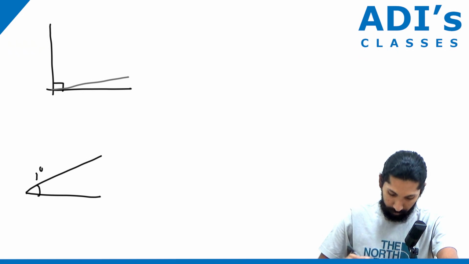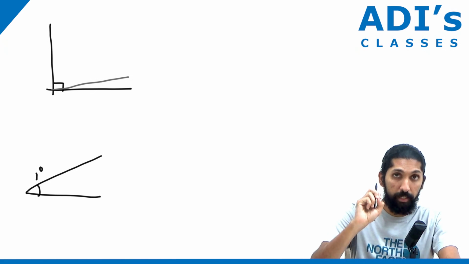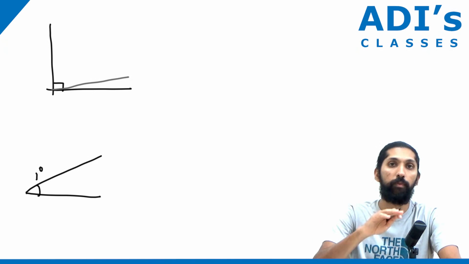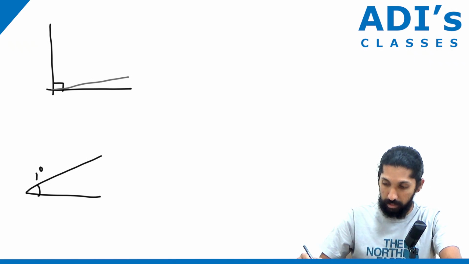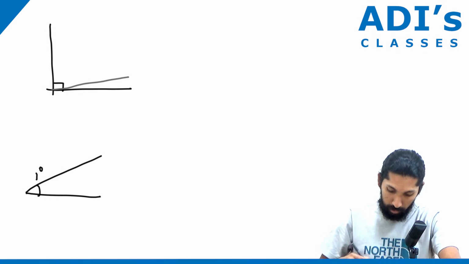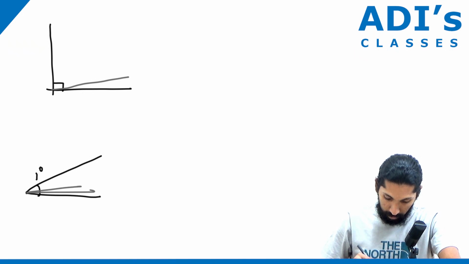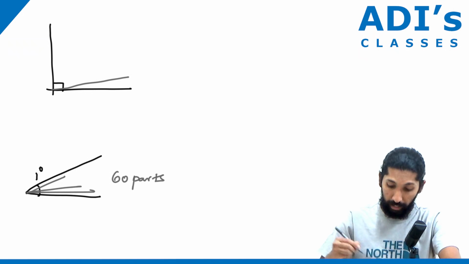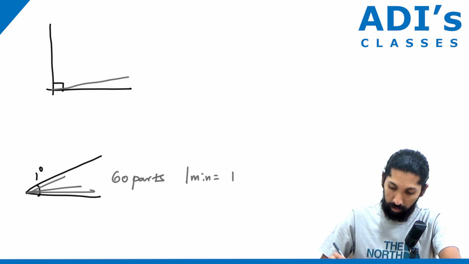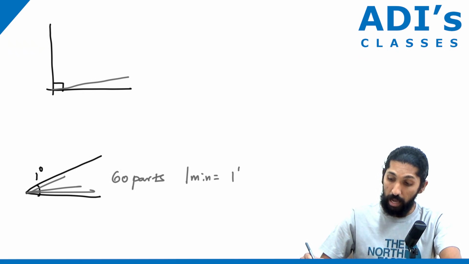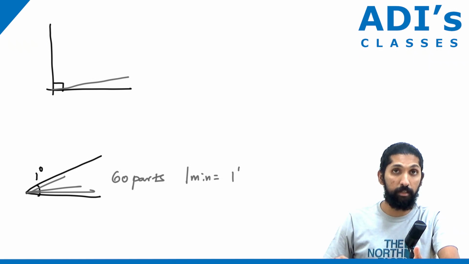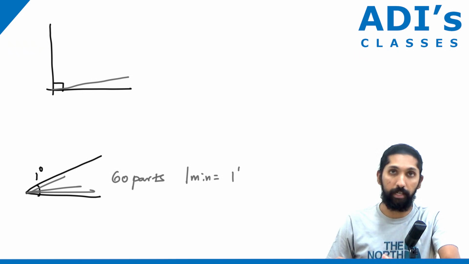Okay, imagine we can split this into 60 equal parts. Each part is what we call 1 minute. See here what we are doing: this 1 degree is split into 60 parts, and every part is called 1 minute. So we represent it as 1 minute. Okay. And every 1 minute again can be split into 60 parts. And I think you would have guessed it by now that every part is called 1 second.